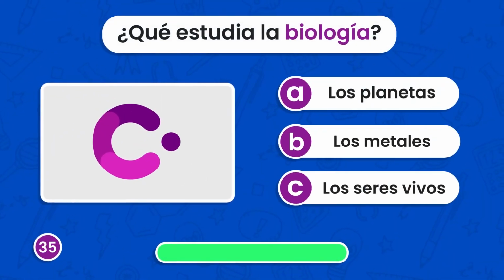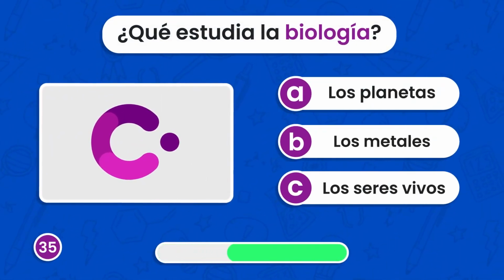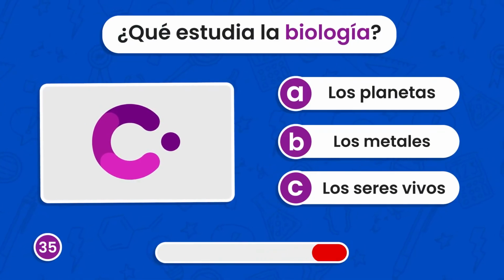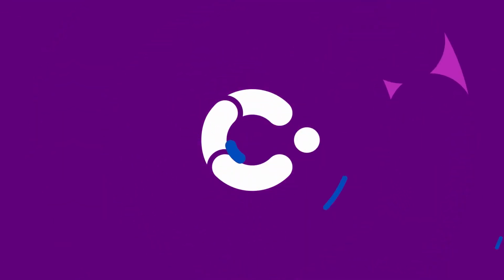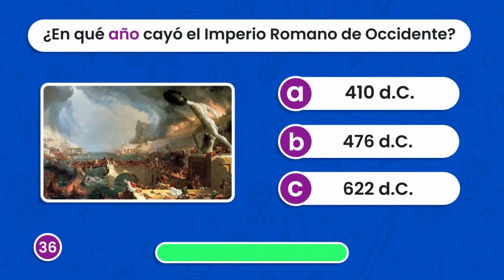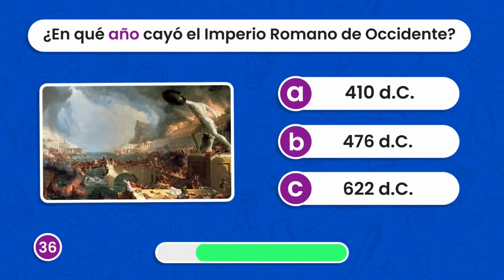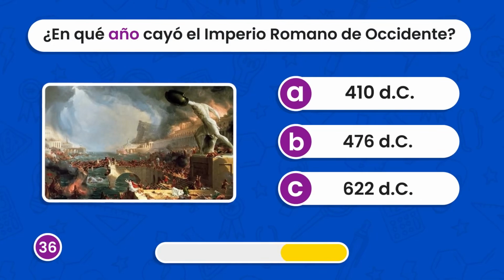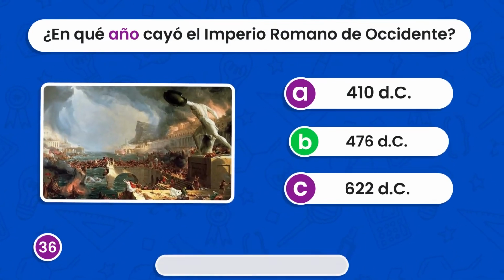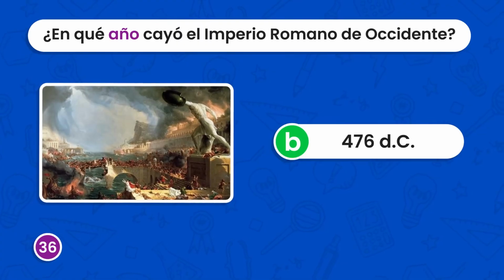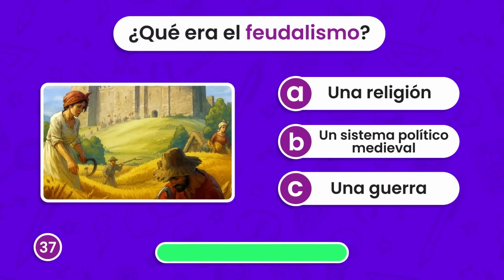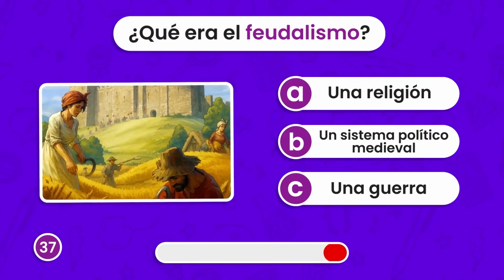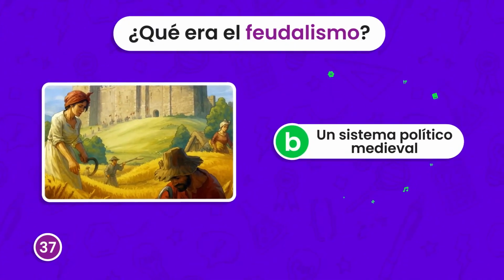What does biology study? Living beings. In what year did the Western Roman Empire fall? In 476 AD. What was feudalism? A medieval political system.